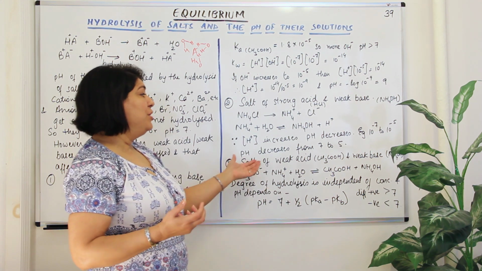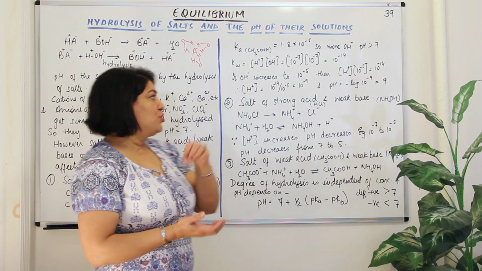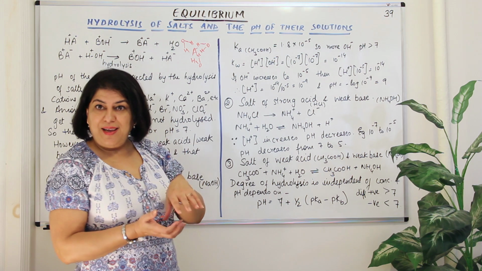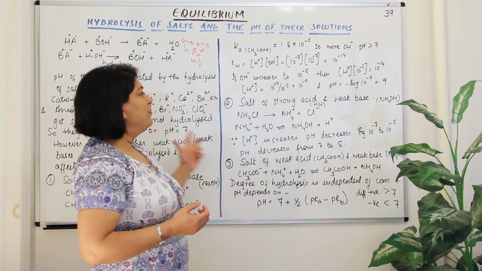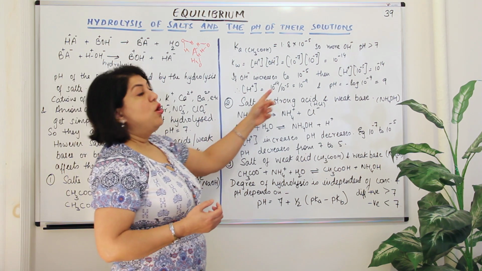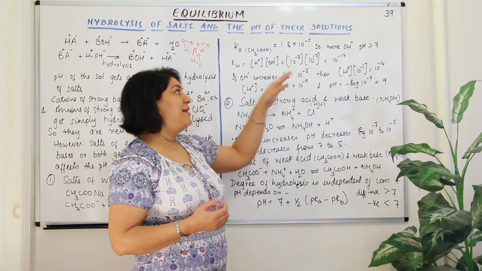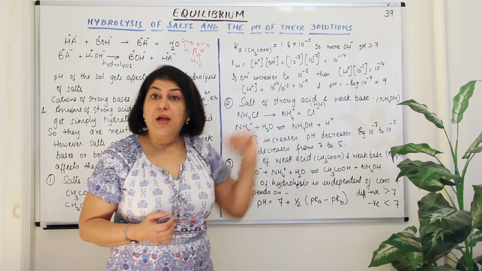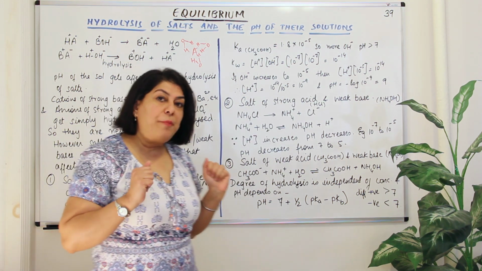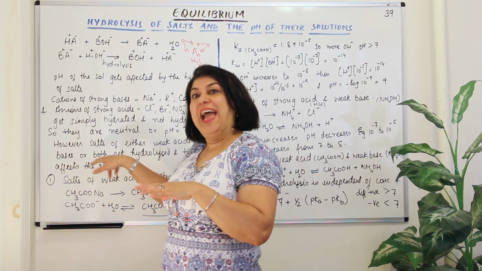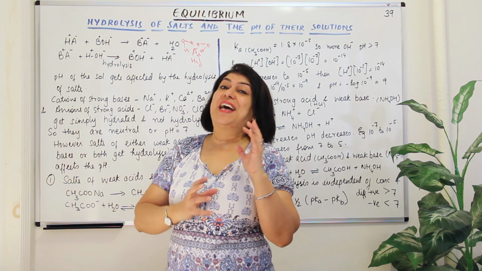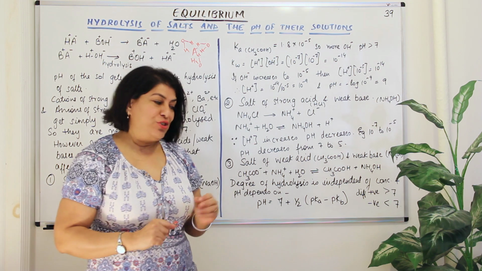So what happens when you add a salt of a strong acid and a weak base in water? It results in the decrease of pH. And what happens when you add a salt of a weak acid and a strong base? It results in the increase of pH. But what happens when you add a salt of a weak acid and a weak base, how does that affect the pH of the solution?